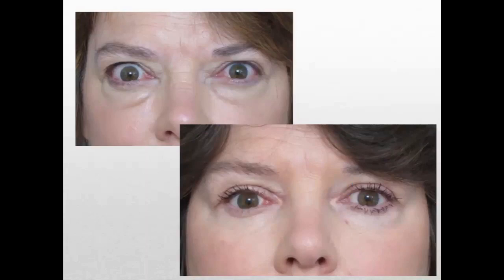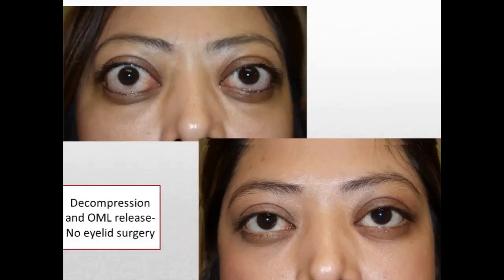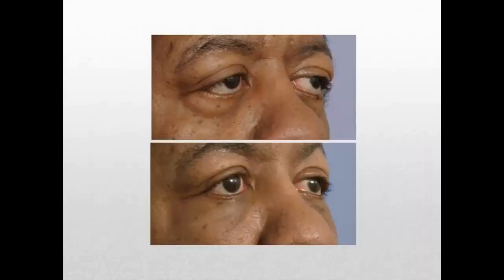And you can see a nice example here. And this is, again, just an example using decompression surgery. No eyelid surgery yet. If we want more, we can always do that. But these types of techniques can often be very helpful at improving the lower eyelid and making a nice junction.